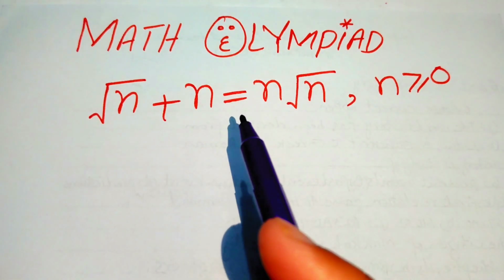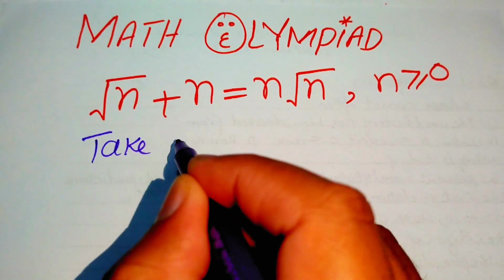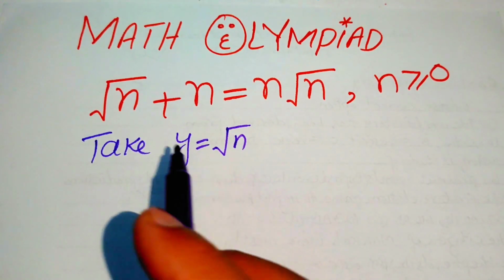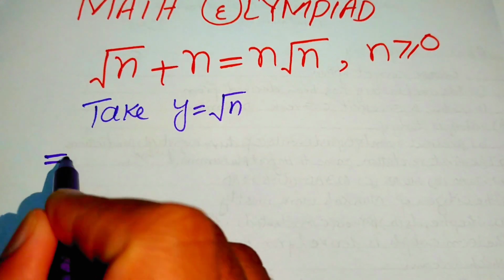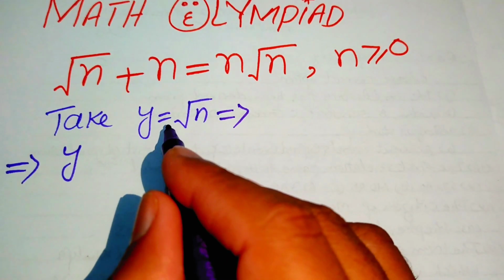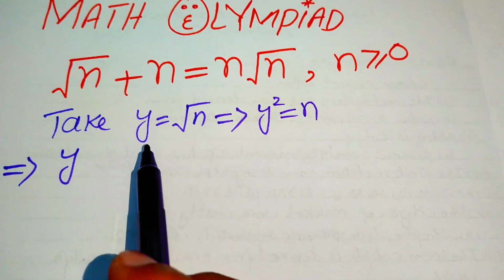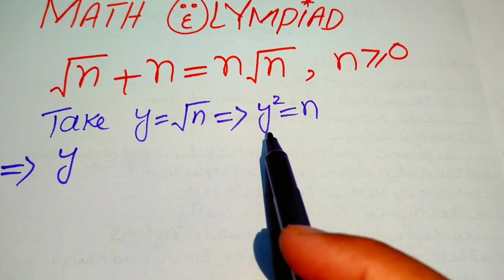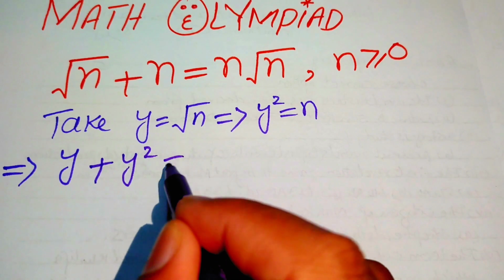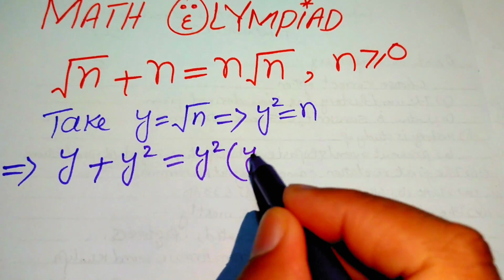So the very first step we are going to do is take the square root of n equals to y. When you take the square on both sides, you get y squared equals to n. So now we substitute square root of n equals to y, and n equals to y squared in this equation, so it becomes y plus y squared equals to n times square root of n, which is y squared times y.